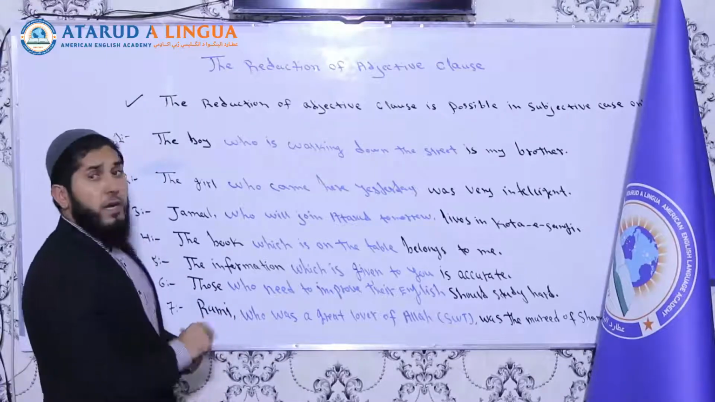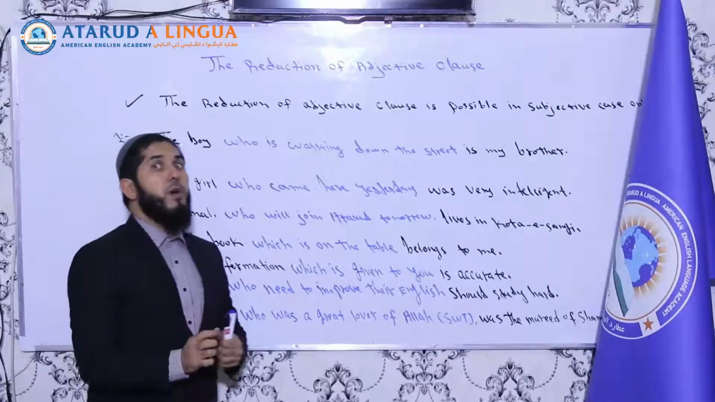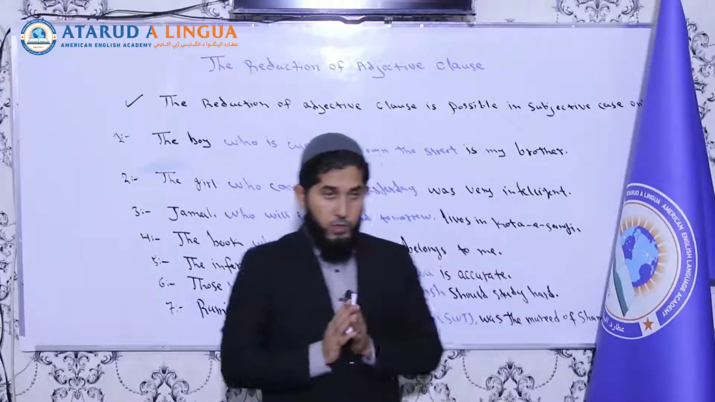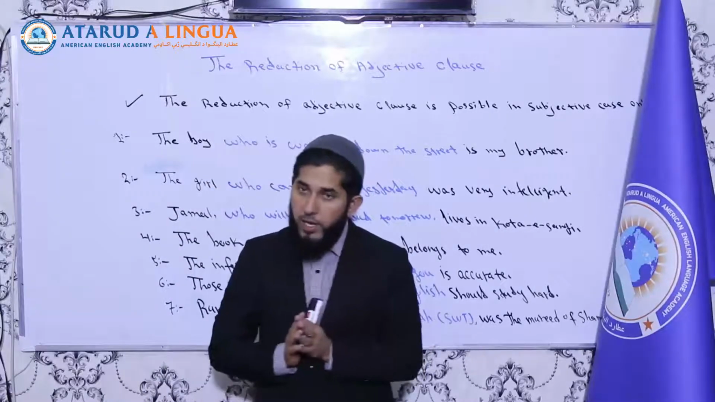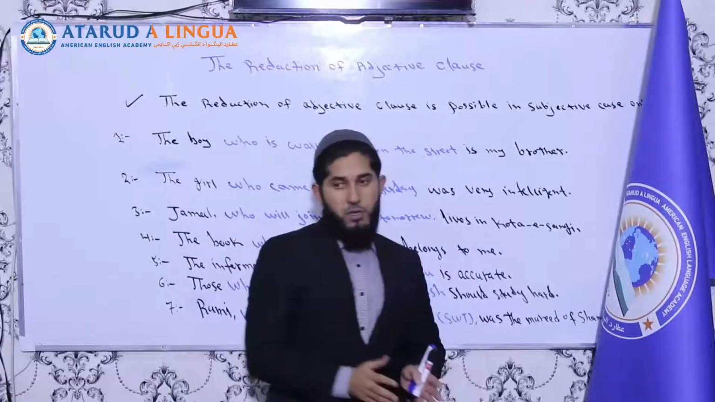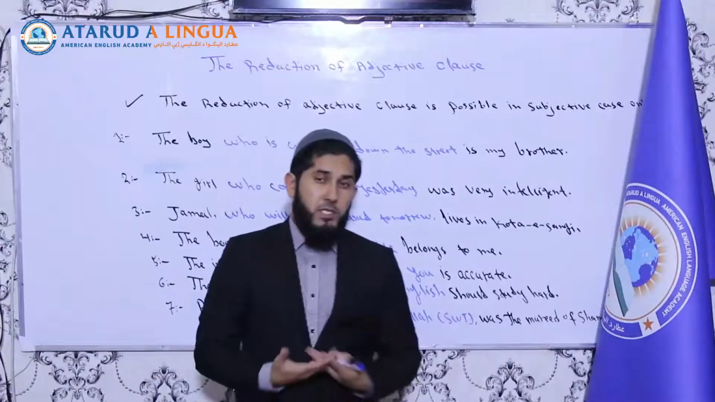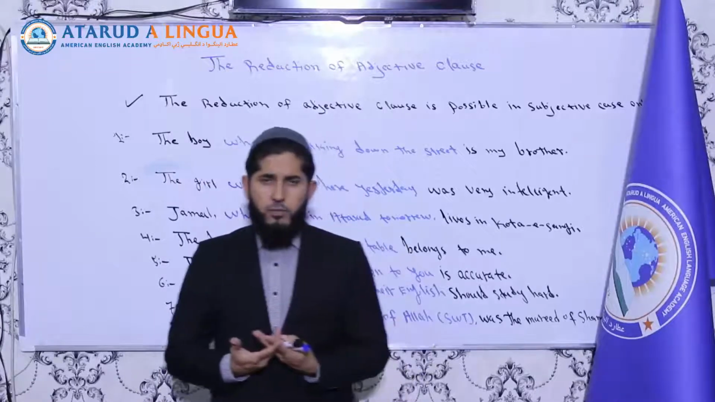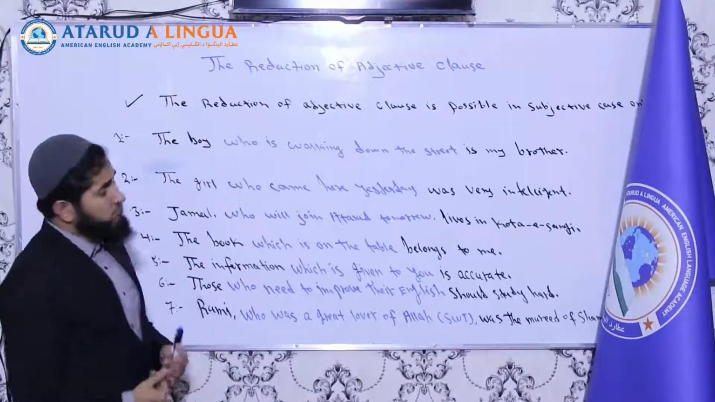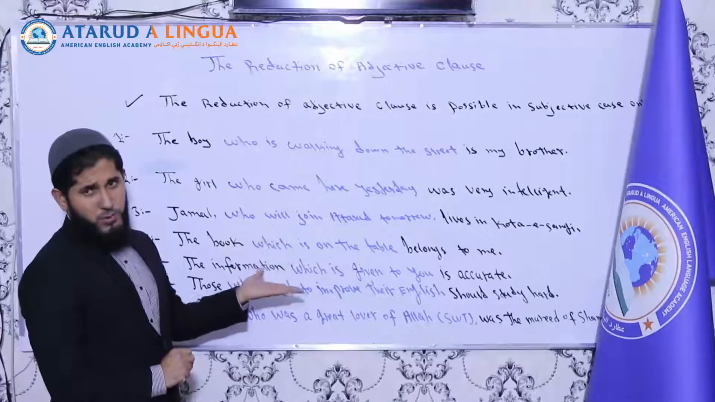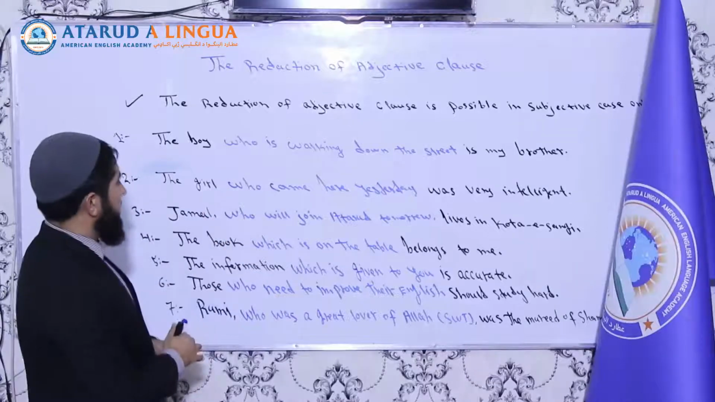Look at the first example, but before I explain the examples, I want to say that reduction is possible in subjective case only. We cannot reduce adjective clauses if the relative pronoun functions as an object in your adjective clause, or in other words, in objective case. We cannot reduce adjective clauses to modifying phrases in possessive case. It's only possible in subjective case. But there are some different cases, okay?